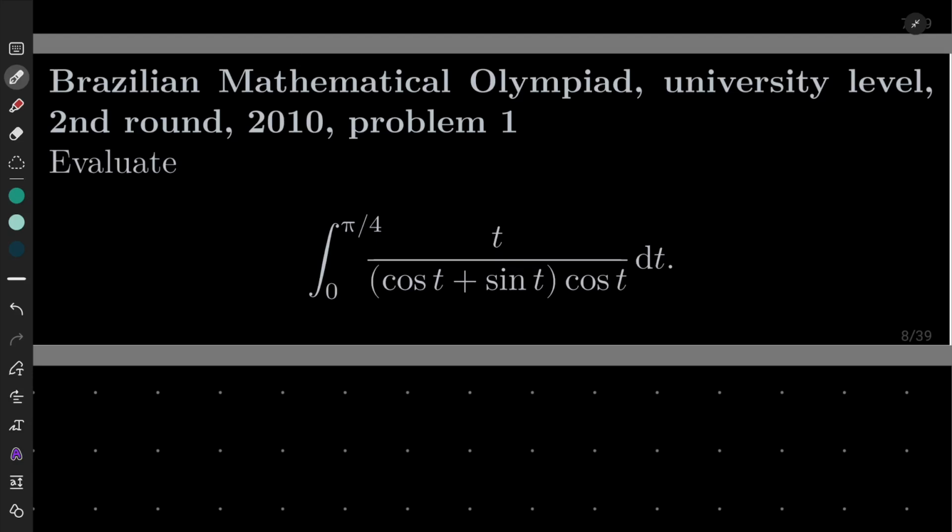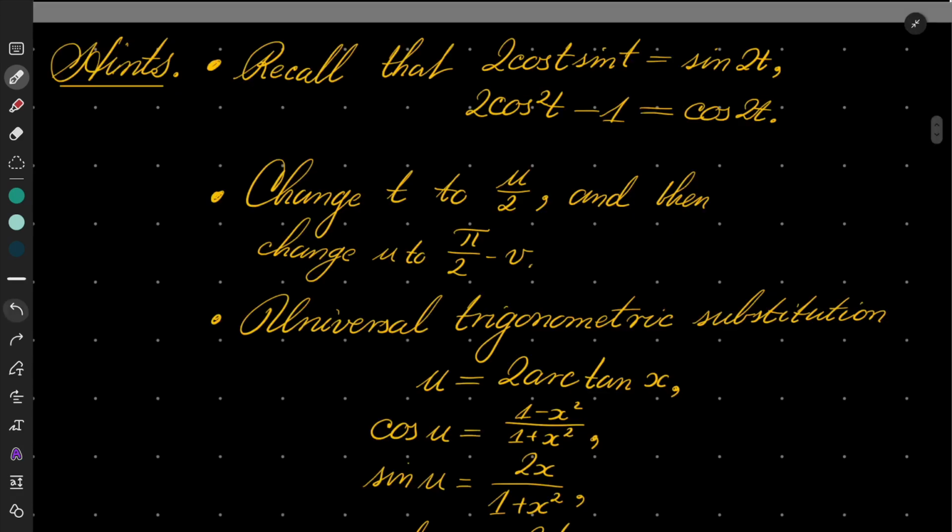Hello friends, in this video I'd like to solve the following problem from the Brazilian Mathematical Olympiad, university level, second round, year 2010, problem number 1. We wish to evaluate the following definite integral from 0 to pi over 4 of t over (cosine of t plus sine of t), everything times cosine of t in the denominator, dt. Pretty nice integral. Here are my hints.